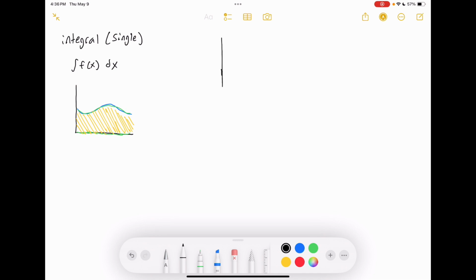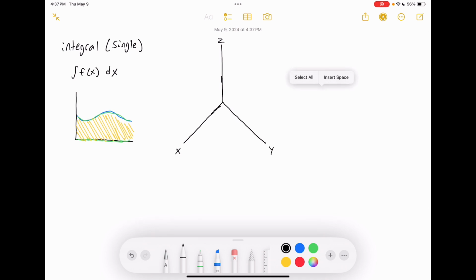Now, I'm not the best artist, so this might be a little bit of a weak drawing, but we're going to see how it goes. This is our 3D x, y, z coordinate plane. And let's say, here we go, we have a sphere, basically. That wasn't too bad. So let's say we have our sphere that is enclosing this area, and it looks something like that, sort of.